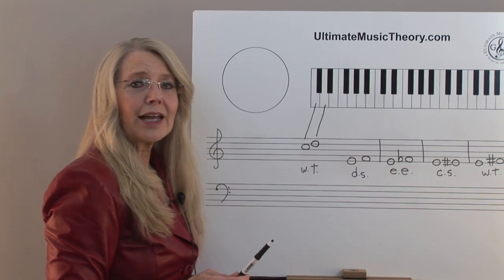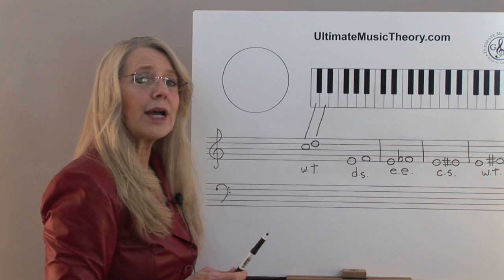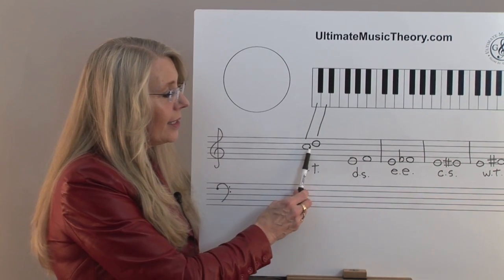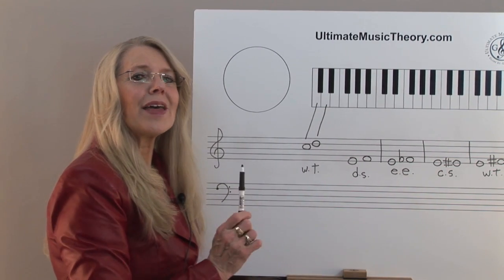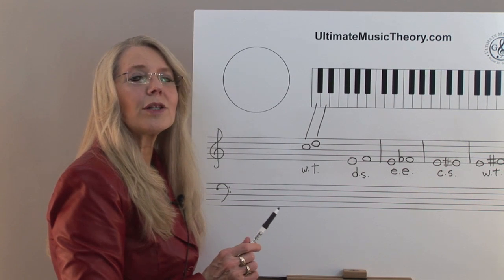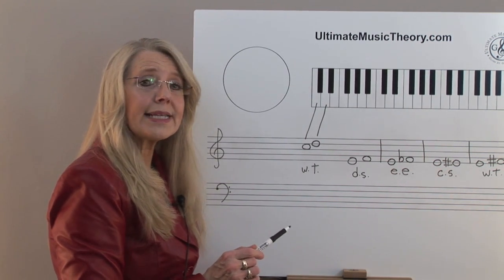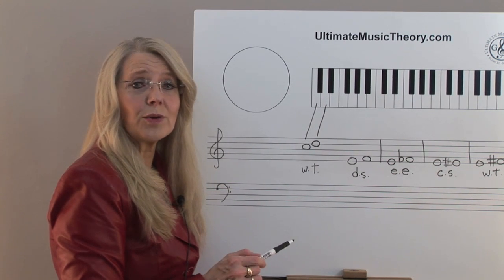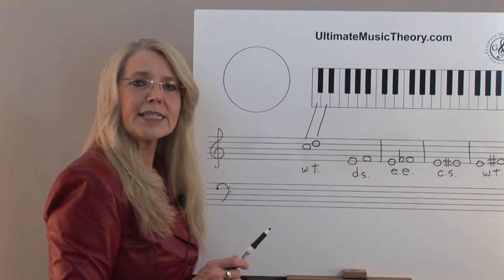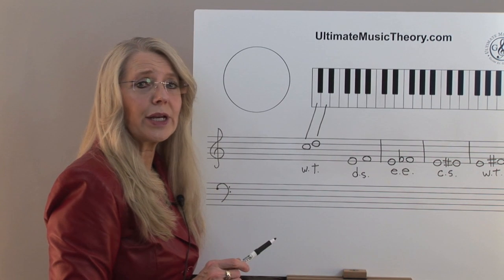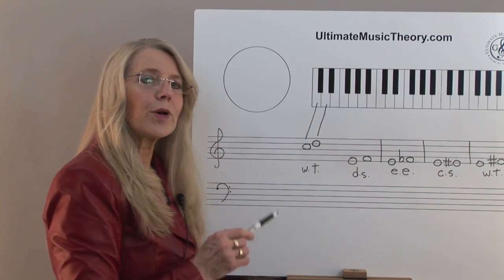The first line or space note is counted as 1. For example, C to D is an interval of a second. Remember that a half step is also called a semitone, and a whole step is also called a whole tone. So here's a UMT tip. When identifying half steps, whole steps, and enharmonic equivalents, use the keyboard as a guide.